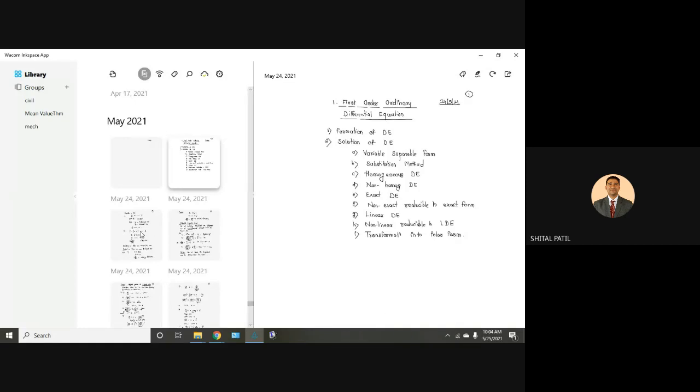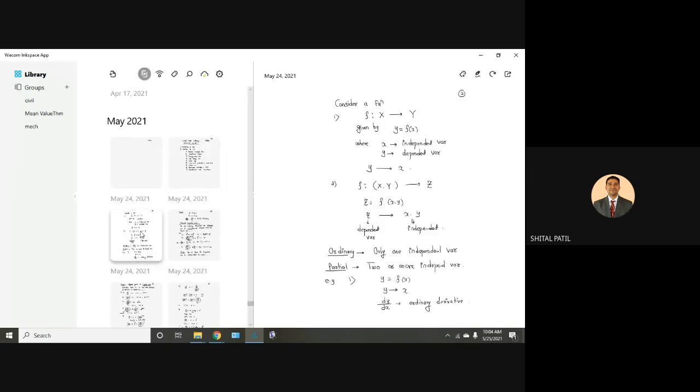Okay. Then we started with the function. Suppose f is a function from set x to y, given by y equal to f of x. So x is known as independent variable, y is known as dependent variable, and it is written as y as a function of x. Next, suppose f is a function from set x, y to z, and it is given by z equal to f of x, y. Then z is the dependent variable, whereas x and y are the independent variables. So in the previous case, only one independent variable. Here we have two independent variables. This is the difference.